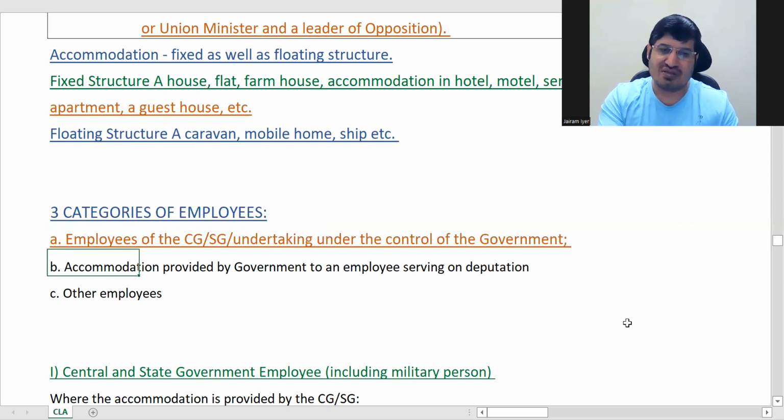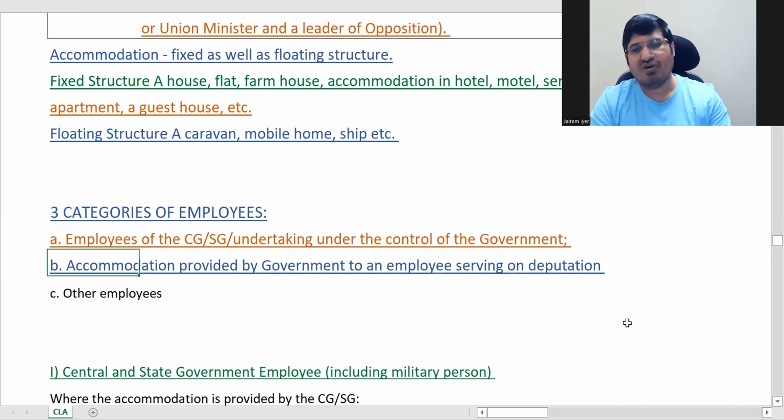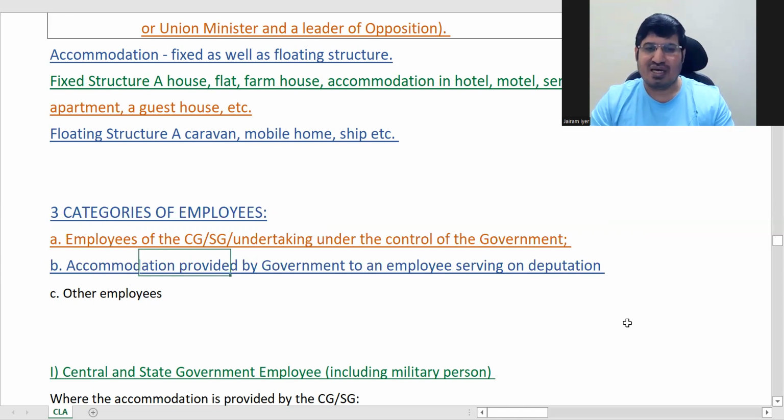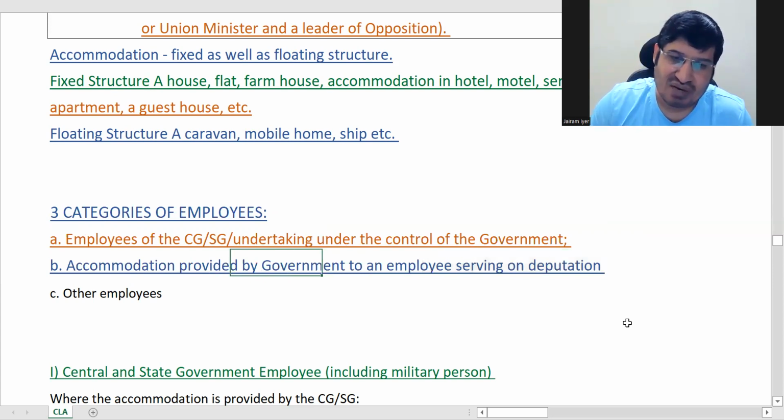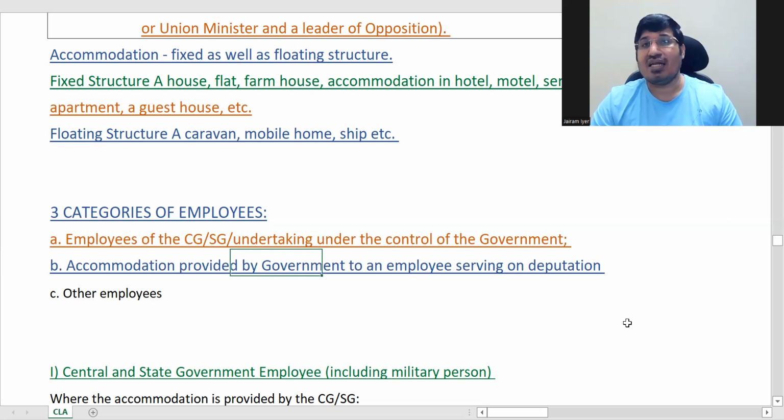The second one is a special case: accommodation provided by the government to an employee serving on deputation. We had discussed deputation, I think previously, correct? Here what happens is you send your employee to some other place for a short time for some work. This normally happens for technical employees. When a new site is opened, some technical employees are sent there, they have to stay there for say 5-6 months, get all the connections fixed and they will come back like that. There are various examples of deputation. So basically deputation means you are going somewhere to a place which is not your regular place and you will be staying there for some time for business purposes.